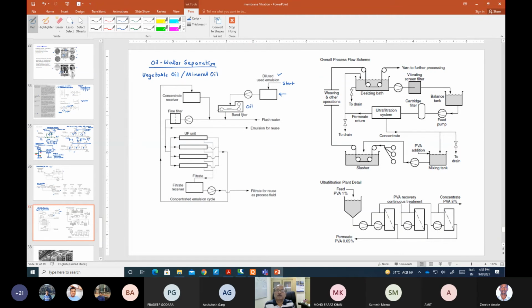So this is the oil skimmer or band filter. Then you take the emulsion into your process. First there is a fine filter, like a microfiltration, to remove some of the particles if they are there, and then you put it into an ultrafiltration unit and separate the oil and water. This is the filtrate, which is the water, which can be used as a process fluid, and the concentrated emulsified oil can be taken back here.